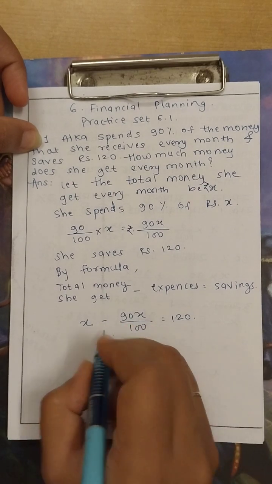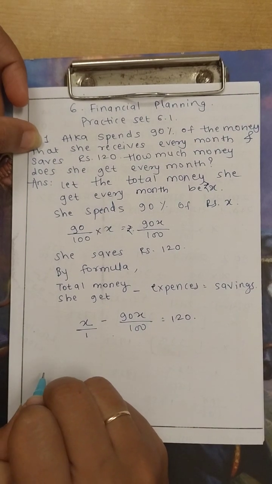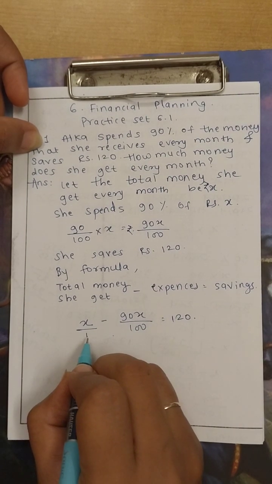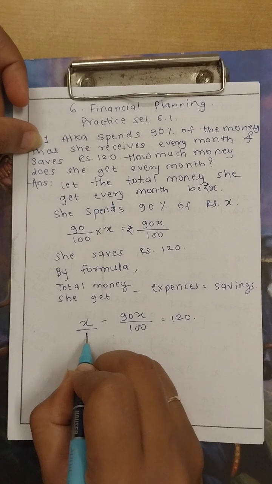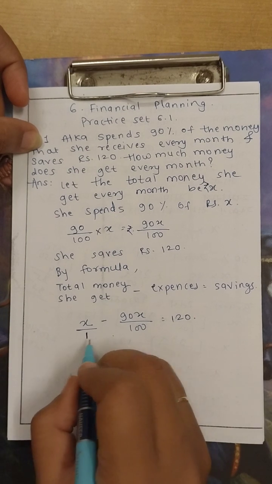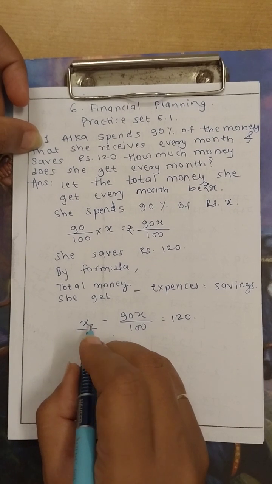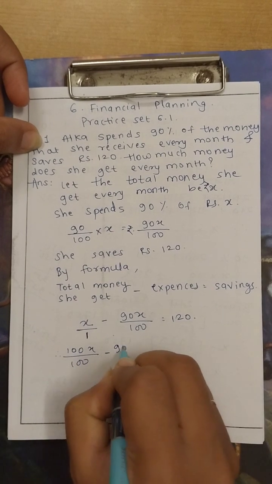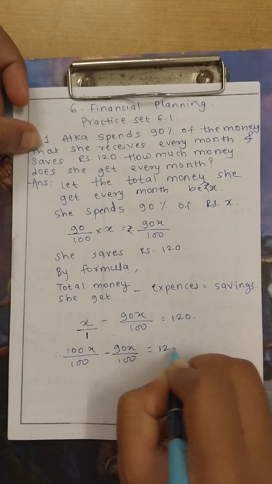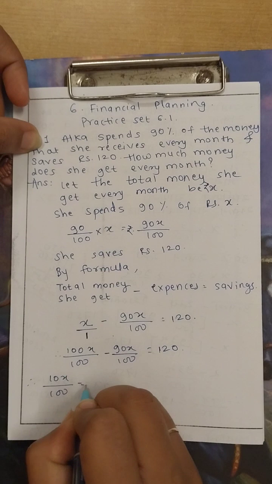First we have to do subtraction. Here there is no denominator. While doing addition or subtraction of fractions, you have to make the same denominator. So here you want 100, and if we multiply the denominator by 100, compulsorily we have to multiply the numerator by 100. So 100x upon 100 minus 90x upon 100 is equal to 120. 100x minus 90x is 10x upon 100 is equal to 120.